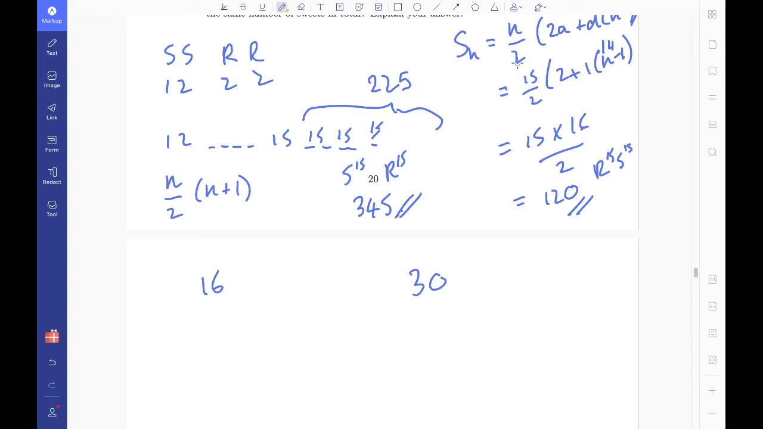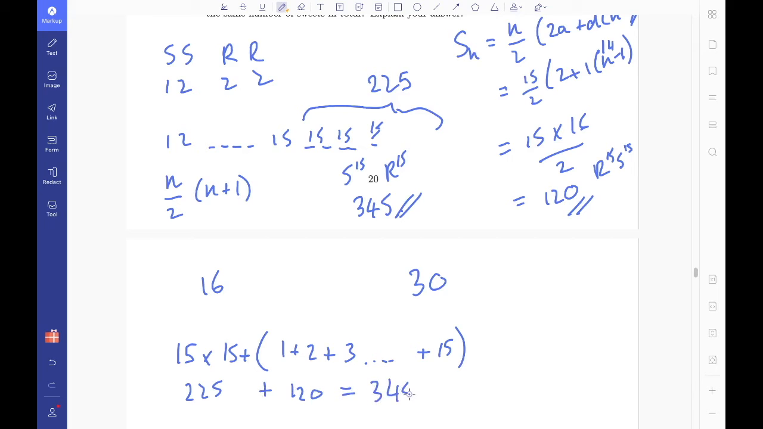You could use this formula again, or you could note that if you take out 15 times 15, each of these is made up of 15 plus 1, 15 plus 2, 15 plus 3, 15 plus 4, up to 15 plus 15. So I've got 15 times 15 plus 1 plus 2 plus 3 up to plus 15. So 15 times 15 is still 225, and 1 plus 2 plus 3 all the way up to 15 is still 120. So that still equals 345.